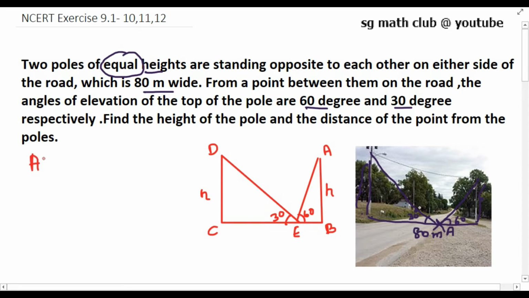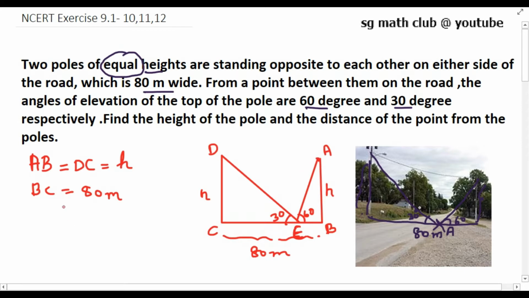So AB and DC are two poles of equal height which are standing opposite to each other on either side of the road. And the width of the road they have given as 80 meter. So BC is 80 meter. Now I have marked a point on the road. Let that point be E. The angle of elevation to both the poles are given as 30 and 60.